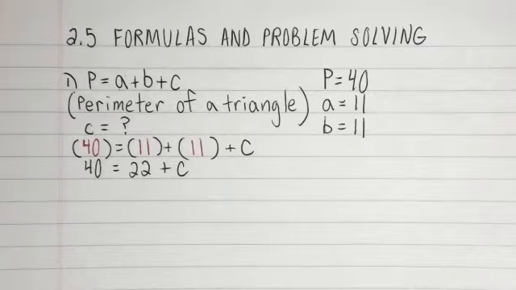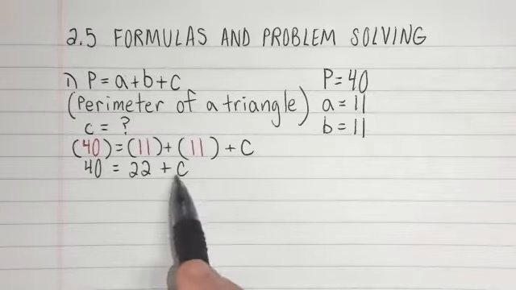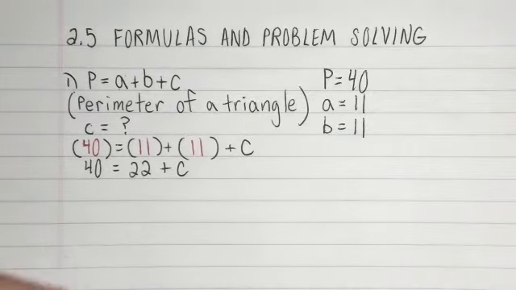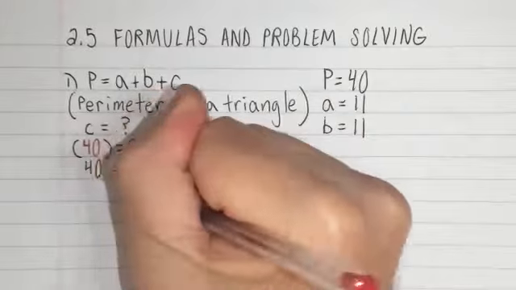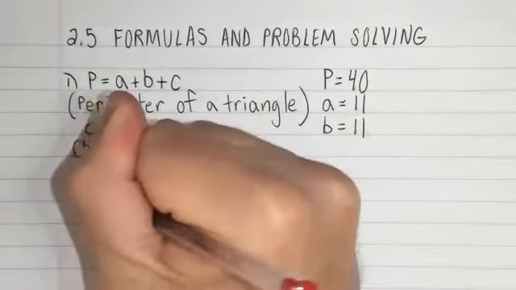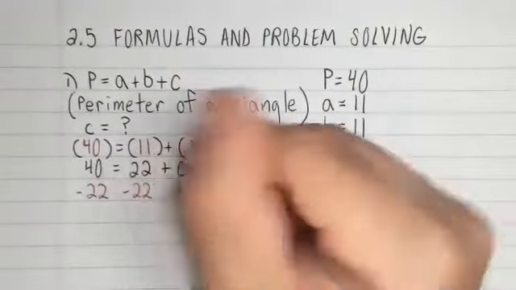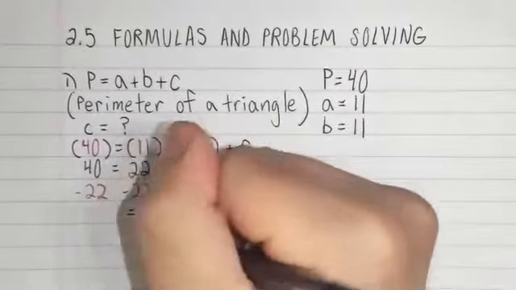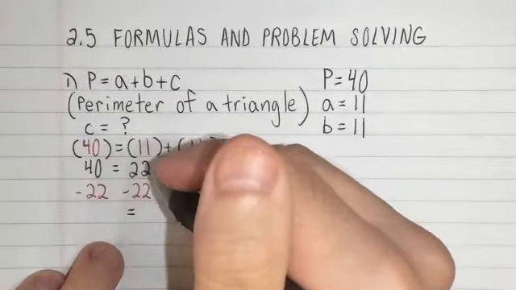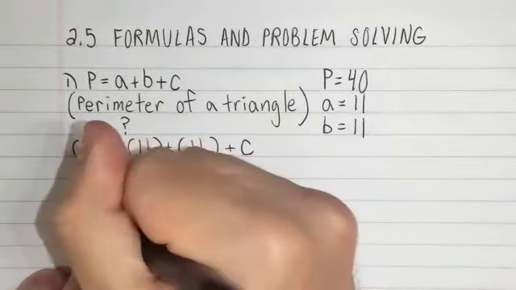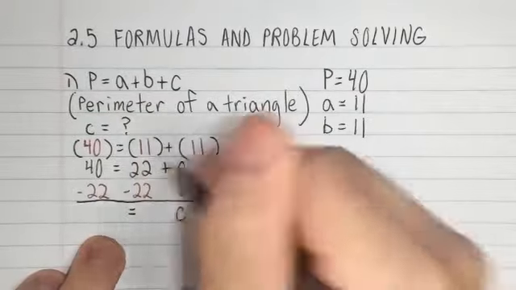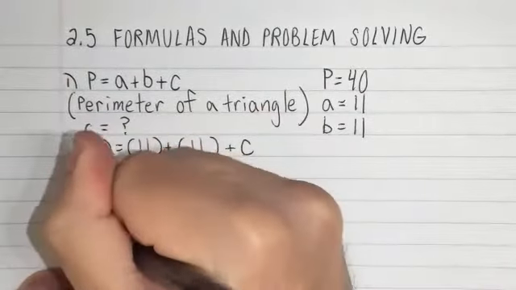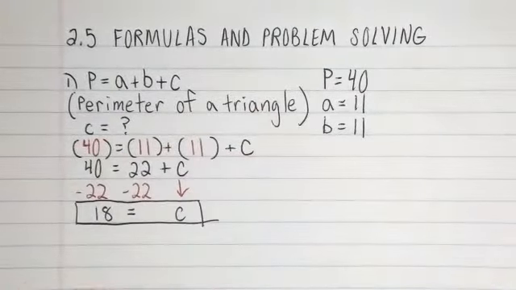So I have 22 plus C, and again, I want my C by itself, so I have to eliminate the 22 by subtracting 22 from both sides. Now I will have my C value by itself. 40 minus 22 gives me 18. So my C value is 18.